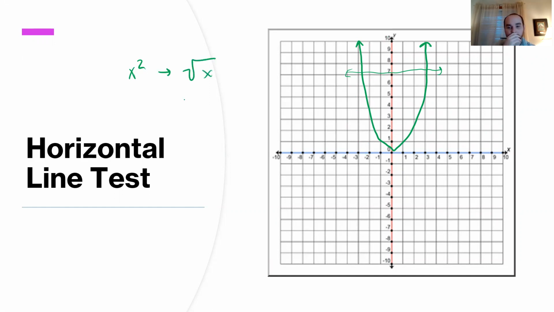Everybody already knows that. The problem is, if you graph the square root of x, that part's not too hard. It looks something like this. Again, the numbers are smaller. I'm not doing the exact ratio. This is what it looks like.